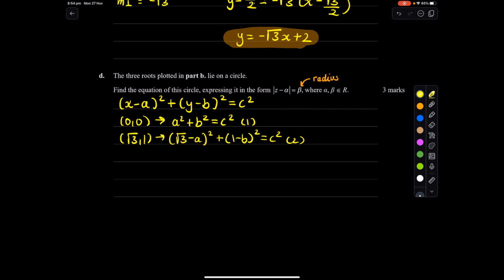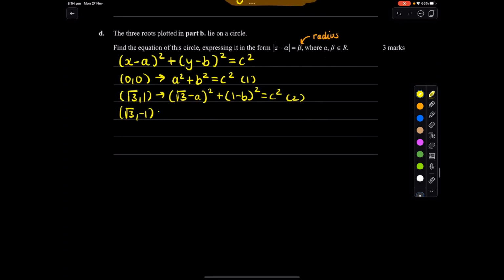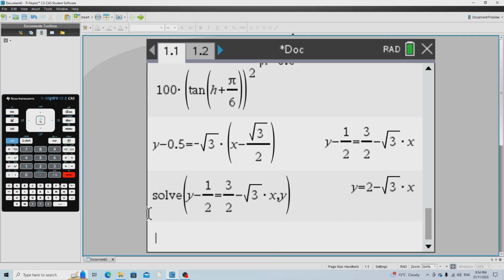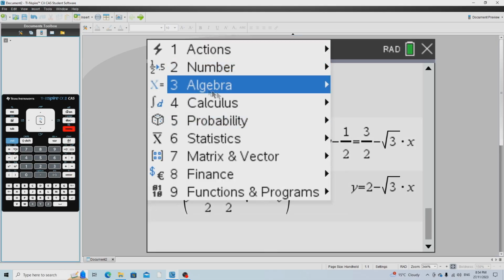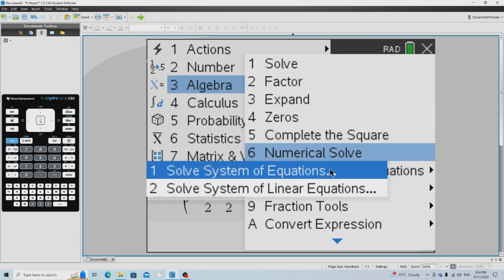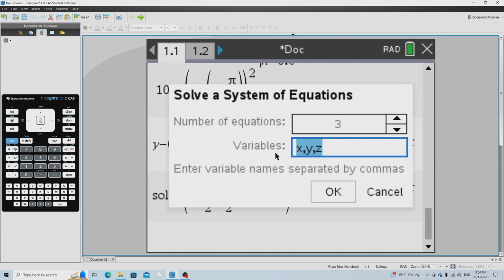That's your second equation. The third equation is root 3 minus a squared plus negative 1 minus b squared equals c squared. Now let's use our calculator and find those values. Go on menu, go into algebra, solve systems of equations. We have 3 equations, and we want to find a, b, and c.